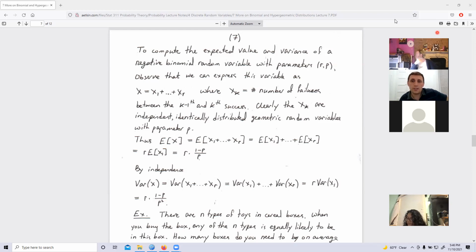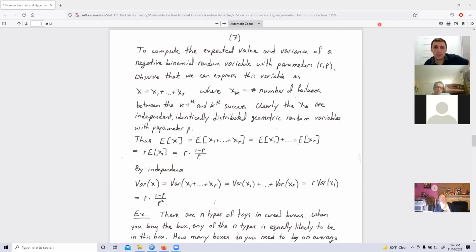So what is that situation? What is the expected value of x1? It is the geometric expected value. It's (1 minus p) over p. And the same goes for all the remaining random variables. And so this is what you get. Good?